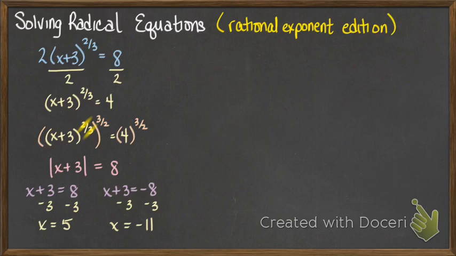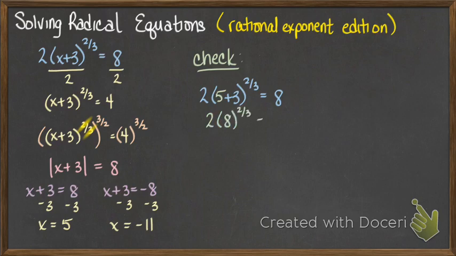Now, being the conscious of all of my surroundings student I am, I will need to check my work. We go back to our original equation. Instead of an x, we'll replace it with 5. Step by step, we'll evaluate what's there. Turns out 8 equals 8, we're in good shape.